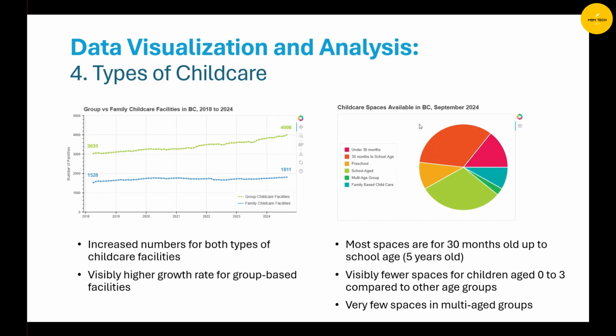And the last thing I wanted to do was look at the different types of childcare spaces, and for this, I only picked the latest data available, so September 2024 in BC, so just the provincial level. So here we can see that the most spaces exist for ages from 30 months old up to school age, which would be 5 years old. There are definitely fewer spaces for children who are smaller, so 0 to 3 years old. And there are very few spaces in multi-aged groups.